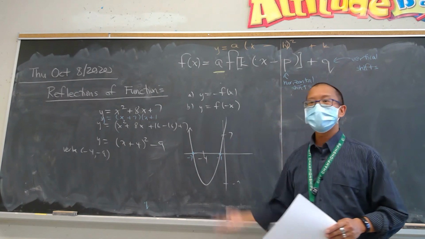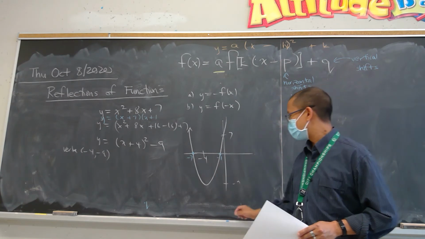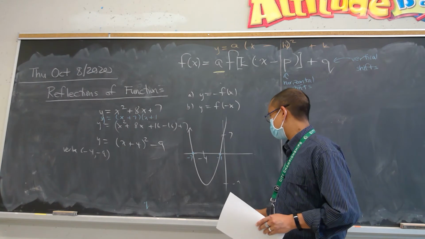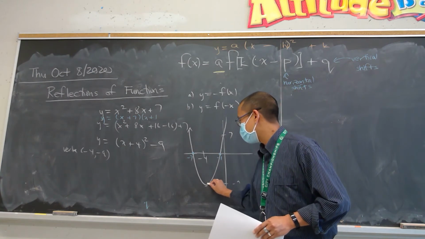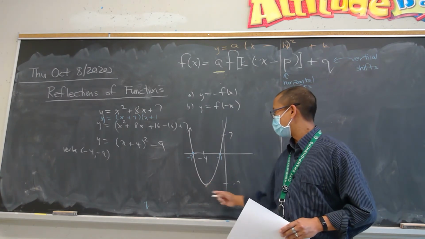I just drew a quick sketch, right? So we have 7 critical points. We got all these critical points, ladies and gentlemen. That's the negative 4, negative 9.